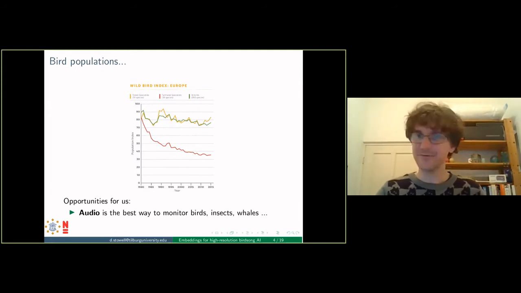But for us, and for me especially, we've got an opportunity, because audio is actually the best way to monitor many of the species that we care about: birds, insects, whales, bats. These are all important species for biodiversity reasons, and they also are detectable by sound.